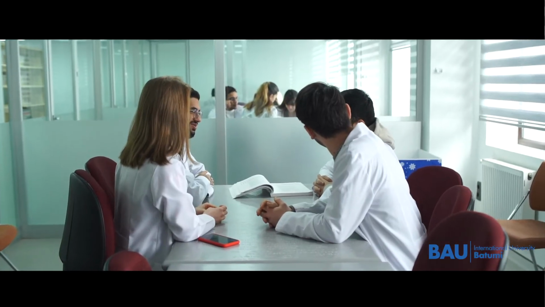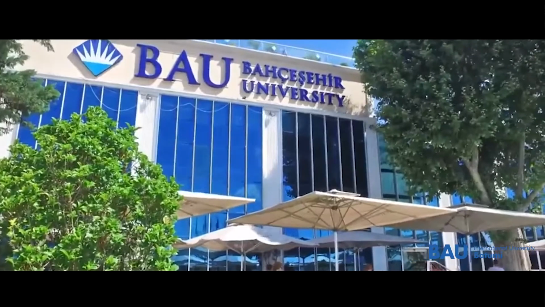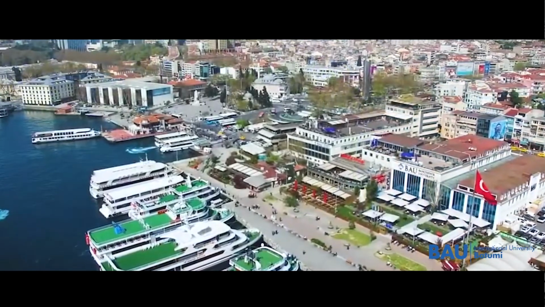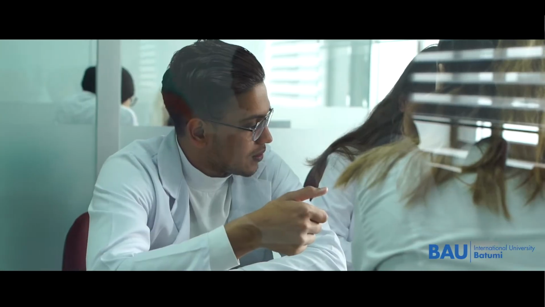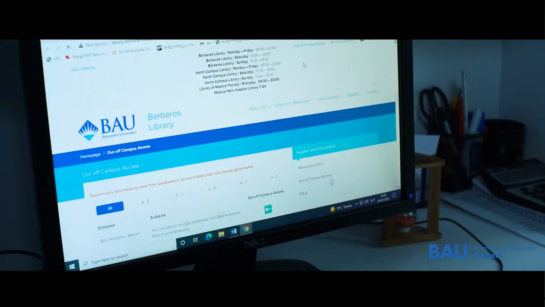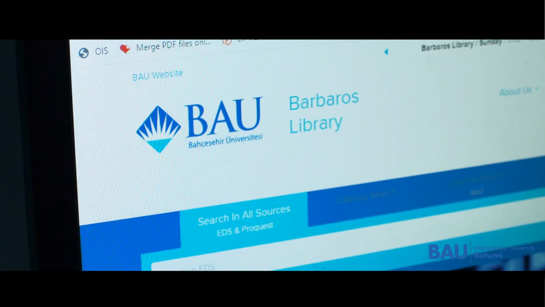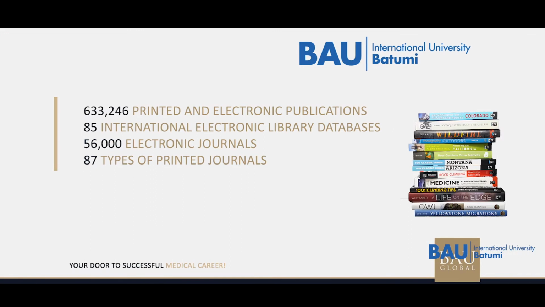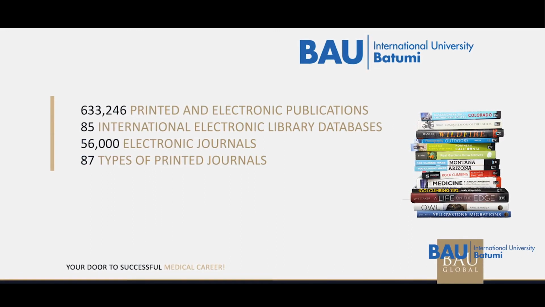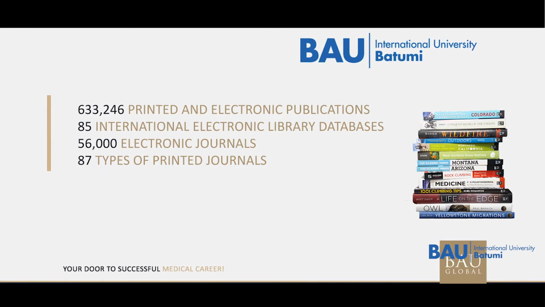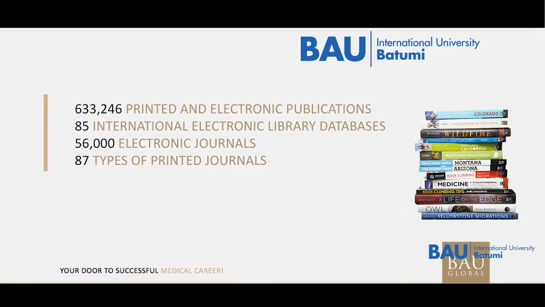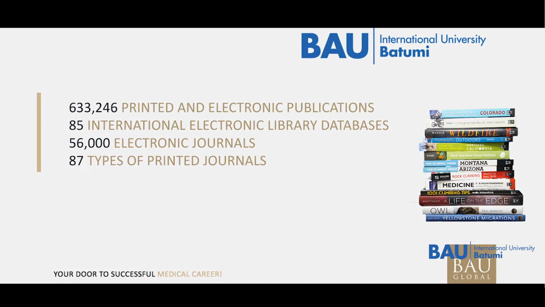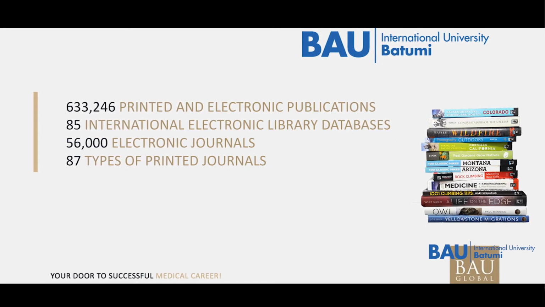Additionally, BAU International University Batumi has access to the library of BAU Istanbul, Bahçeşehir, one of the largest universities in BAU Global. Therefore, BAU Batumi students and staff have access to all types of library resources available at the Barbaros Library of Istanbul University through their electronic accounts at the university, namely 633,246 printed and electronic publications, 85 international electronic library databases, 56,000 electronic journals, 87 types of printed journals.